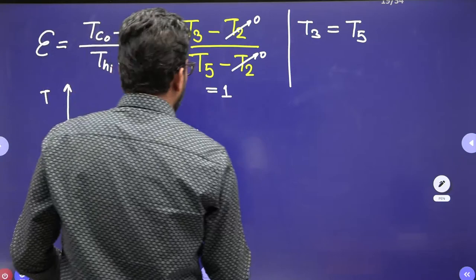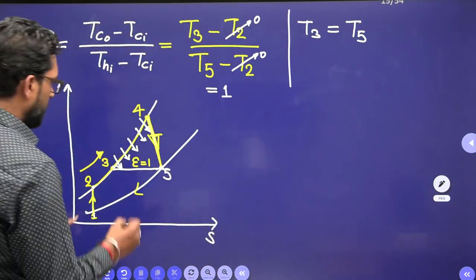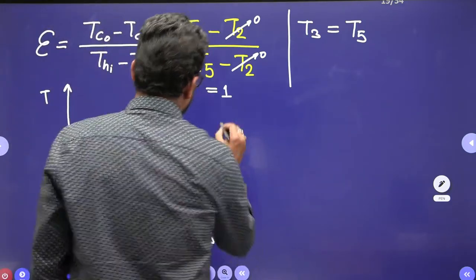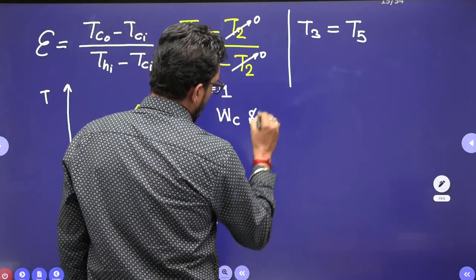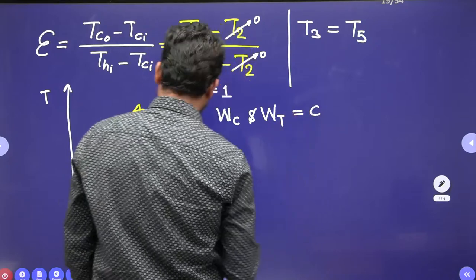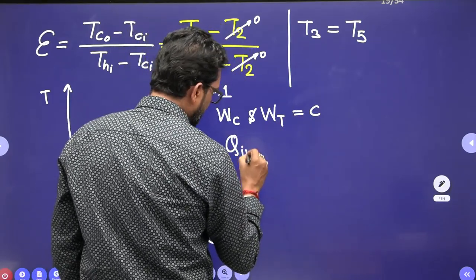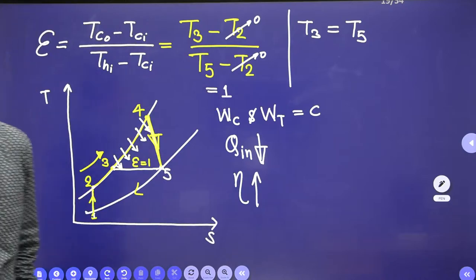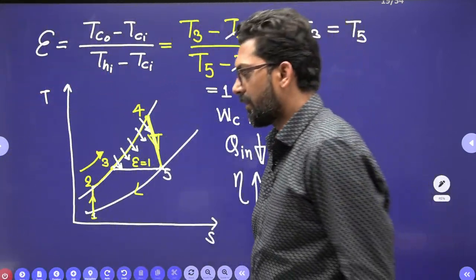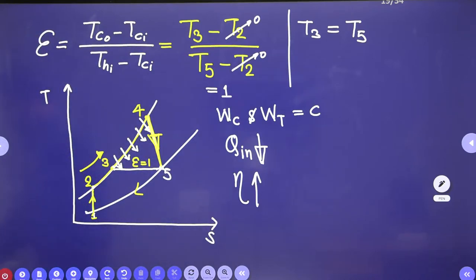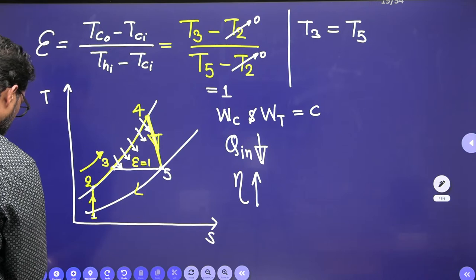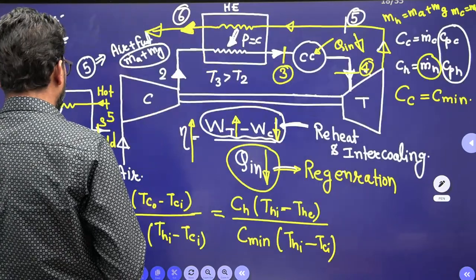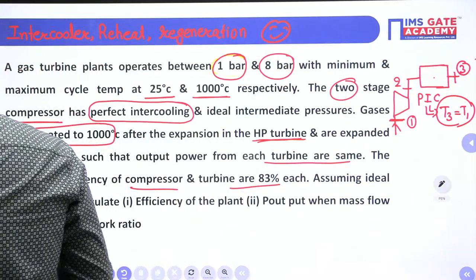So in this case, the compression work and turbine work are both the same, constant. That means compressor work and turbine work are constant, but heat in will reduce, so it will increase the plant efficiency. So you have to draw this line. What is that? This is your question, that this is your heater. So how to draw this line?